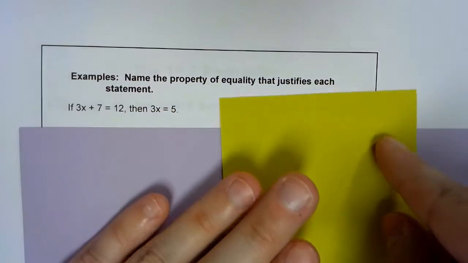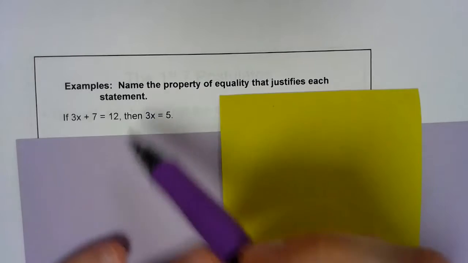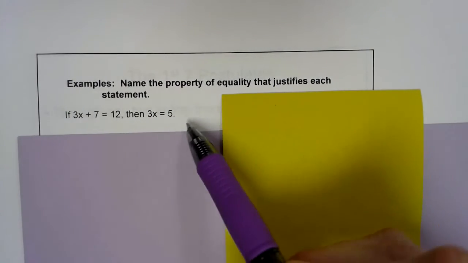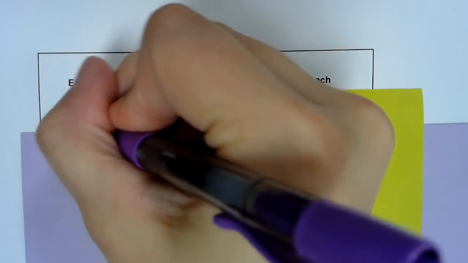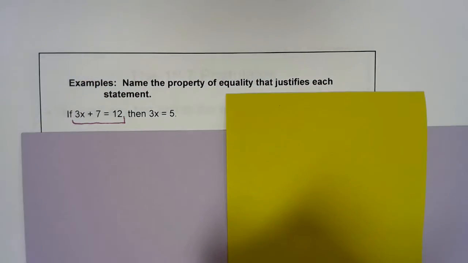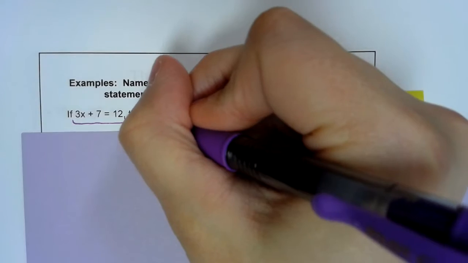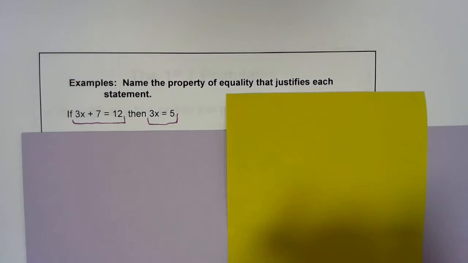Okay, all right. So 3x plus 7 equals 12. Then 3x equals 5. So when I work problems like this, I like to look at the beginning. This beginning part is called the given. It's your hypothesis. And I like to compare it to the end. The end is the conclusion. It's the stuff at the end.